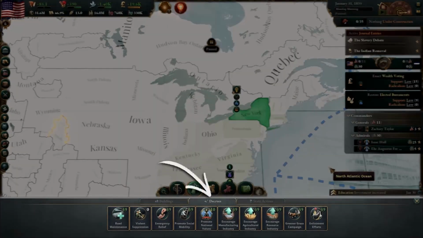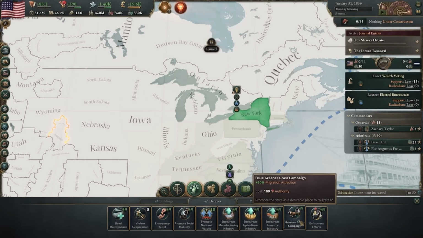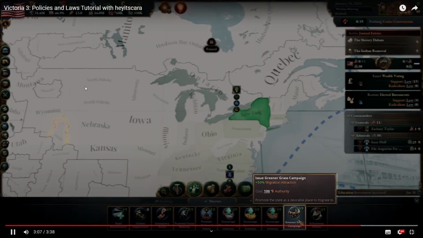Decrees are a useful tool to further achieve a country's goals. If a player wants to incentivize migration somewhere, the Greener Grass campaign increases migration attraction.